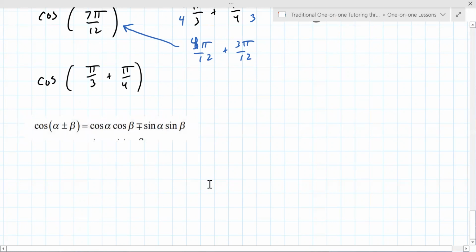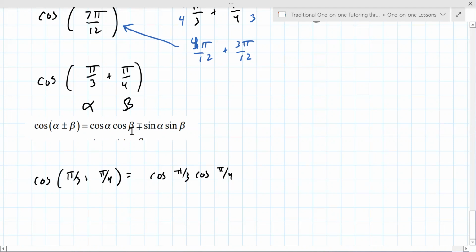But basically, your alpha and your beta are known now. Pi over 3, pi over 4. So your cosine of pi over 3 plus pi over 4 is cosine pi over 3, cosine pi over 4. Now, is it minus or plus next? Minus. It is minus sine pi over 3, sine pi over 4. So if you can get this far, you're really in good shape, because the rest of it is just unit circle stuff.